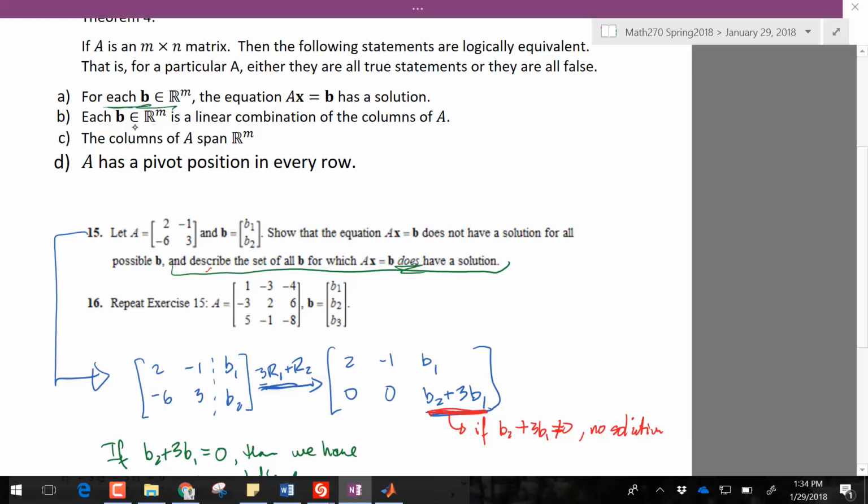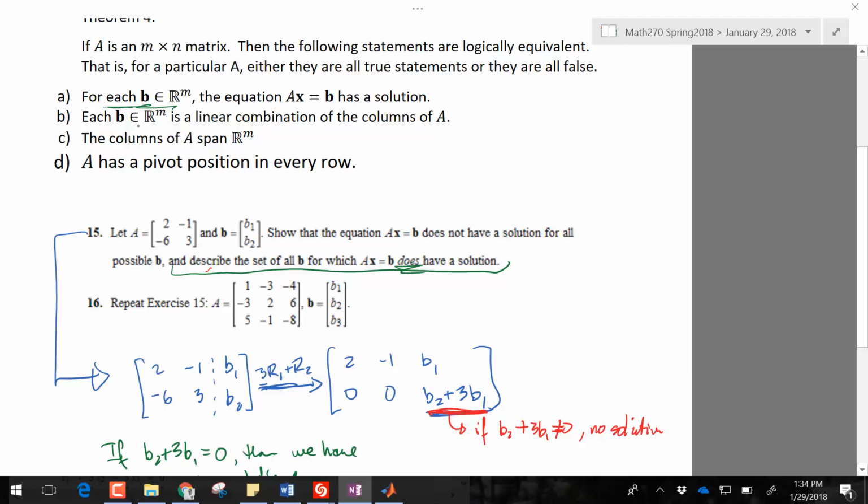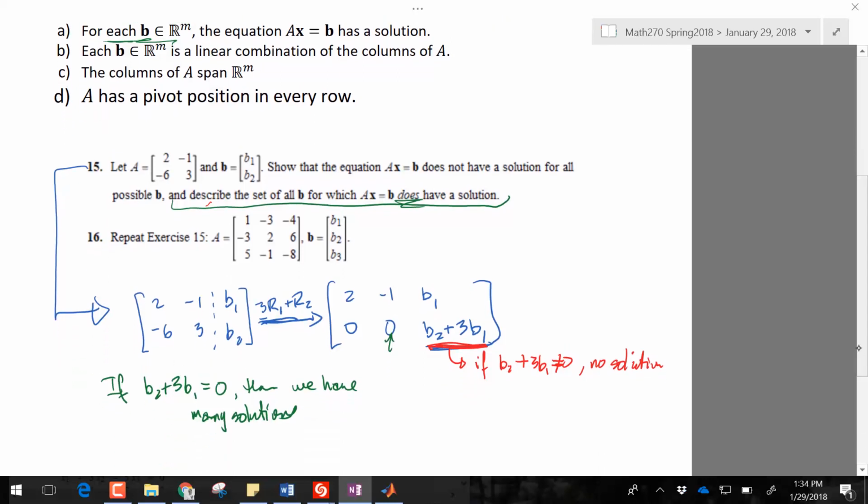So what's false? It means each b is a linear combination of all the columns of A. That's false. The columns of A span all of R2. M is equal to 2 in this case. That's false. And then A has a pivot position in every row. That's false. In every row. So there's a pivot here, but there's no pivot here because that's a 0. Pivot is non-zero.